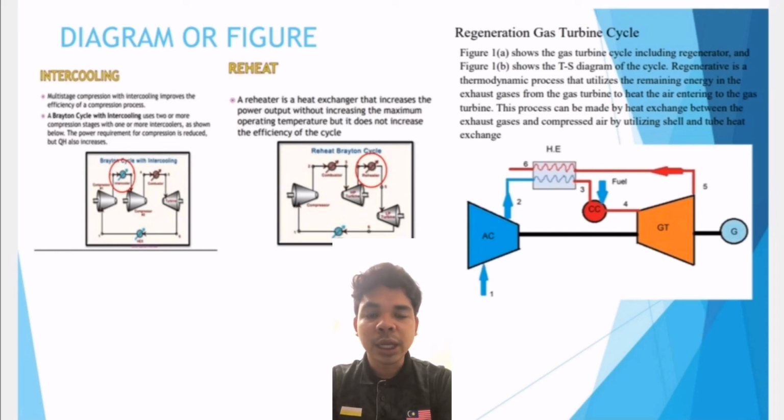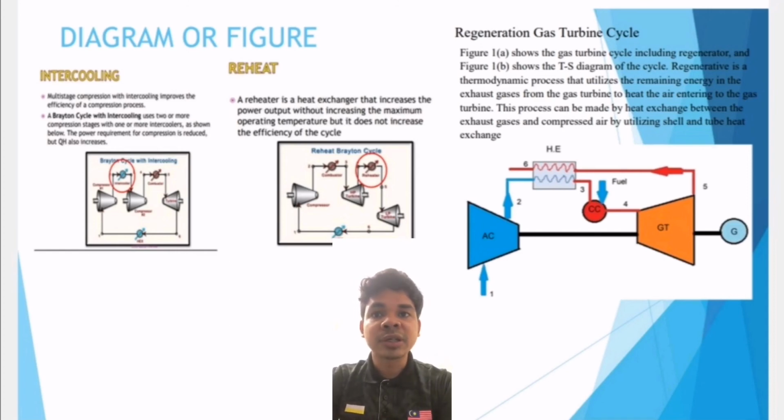So it starts with 1 to 2 isentropic LP compression, 2 to 3 intercooling, 3 to 4 isentropic HP compressor, 4 to 5 constant pressure heat addition via heat exchanger, 5 to 6 constant pressure heat addition via external heat source, 6 to 7 isentropic HP turbine expansion, 7 to 8 reheat, heat addition from external heat source, 8 to 9 isentropic LP turbine expansion, 9 to 10 constant pressure heat transfer for the heating process, 4 to 5.